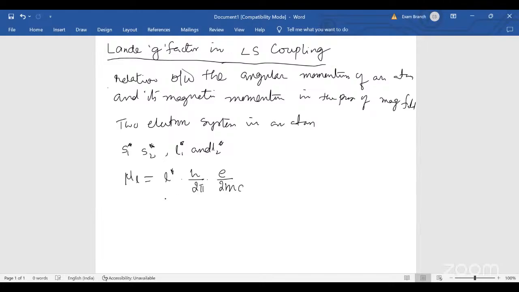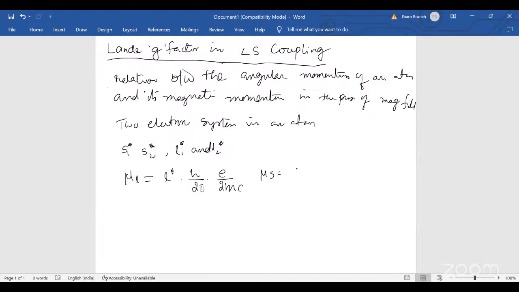Similarly, as the electron is revolving on its own axis in a magnetic field, it is going to have a magnetic moment of spin of an electron. That is given by mu S.